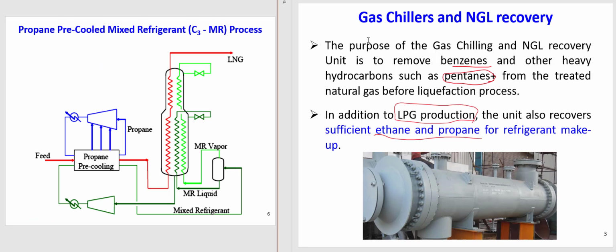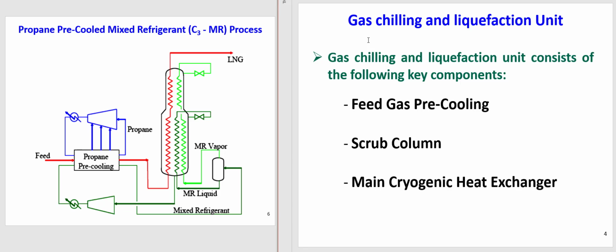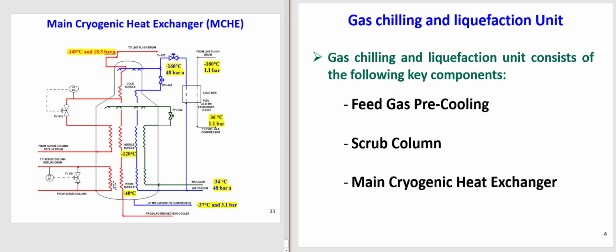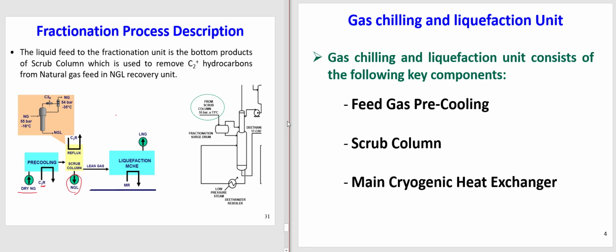Our main focus will be here on the liquefaction unit. The liquefaction unit, that is also gas chilling, all the equipment together, has three key components. This unit, all of what you see here, is considered the gas chilling and liquefaction unit. How many components does it have? It has three main components.